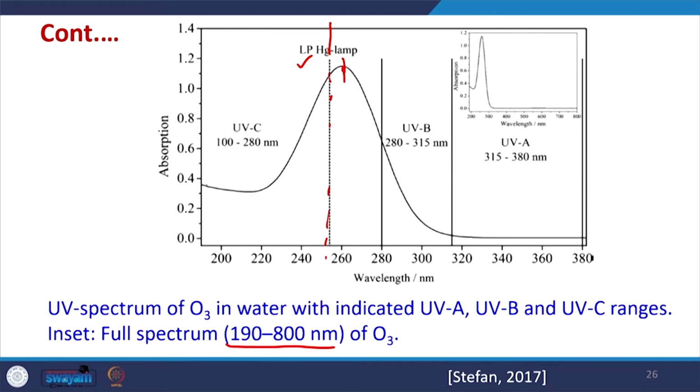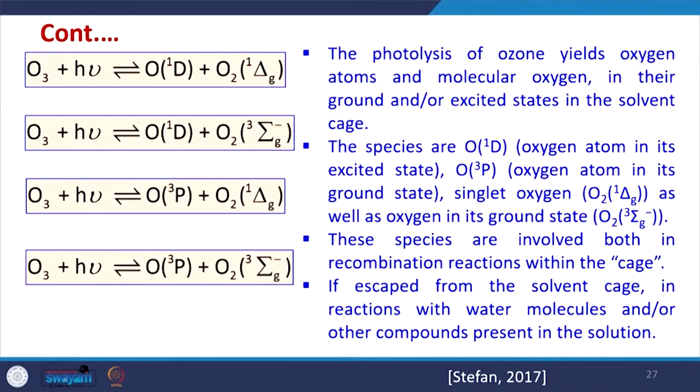So, that means in the UVC range, near to this range, we have the highest efficiency, and there is a good possibility that we can combine them together. This way, ozone along with UV is a good combination for further use in wastewater treatment and for degradation of pollutants in the wastewater. The photolysis of ozone yields oxygen atoms and molecular oxygen in their ground or excited states in the solvent case. So, this is possible.